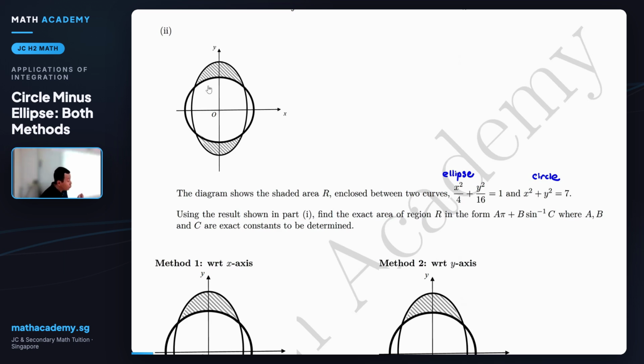So a few things that we don't have yet. I don't even have the coordinates at the intersection points. You need those coordinates before you can even do any integration. So I do some working here first. Can we intersect both curves? I want to find the intersection points manually.